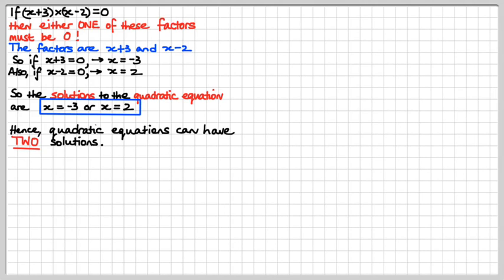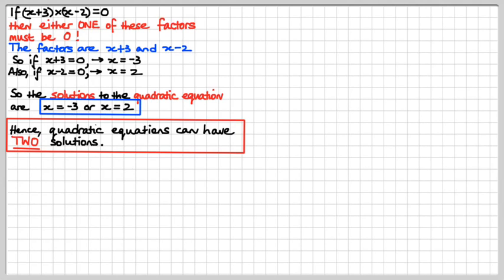Woohoo! Hence, guys, you can see this is very, very weird. Quadratic equations can have two solutions. Yes, two solutions. Yeah, that deserves a box.